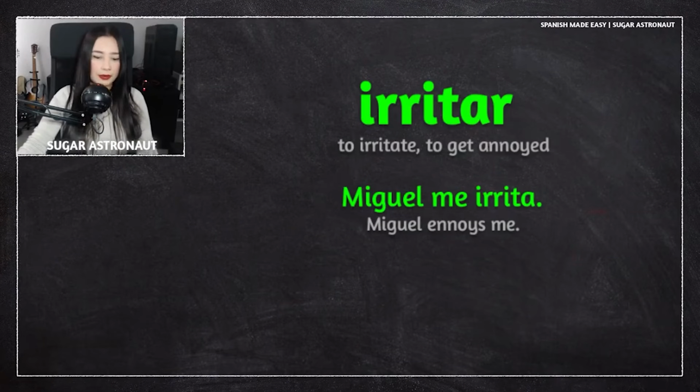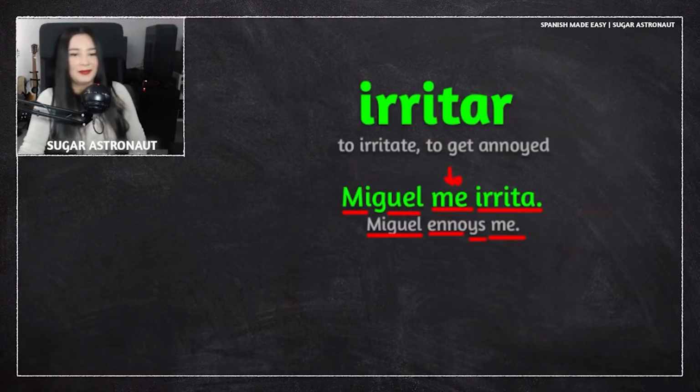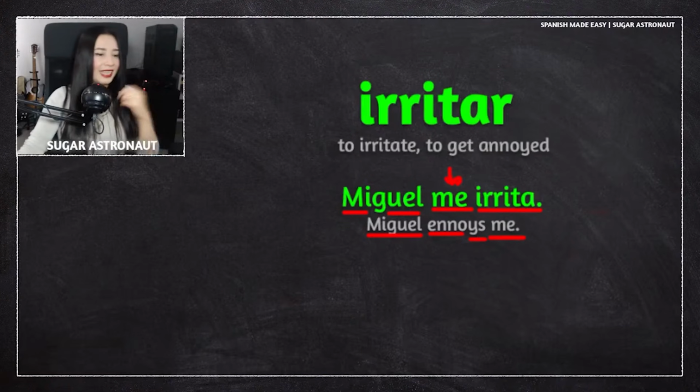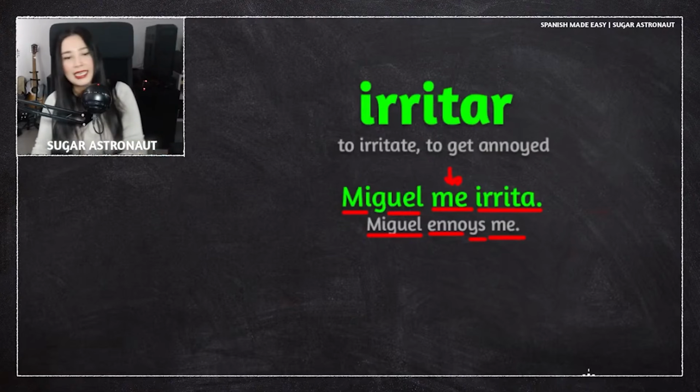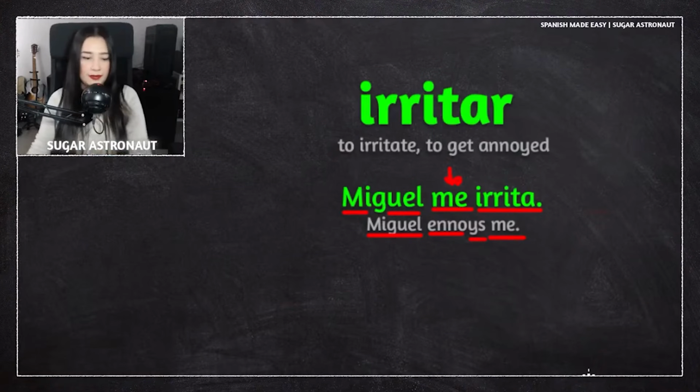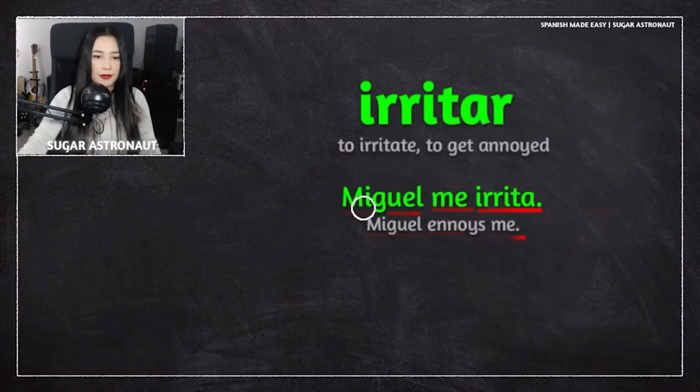Okay, remember, you can use the noun me, and that means me. Miguel means Miguel, right? We're talking about a person. Me, irrita, annoys. So that's what this means. Miguel me irrita. Miguel annoys me. Okay, so that's how this verb works.